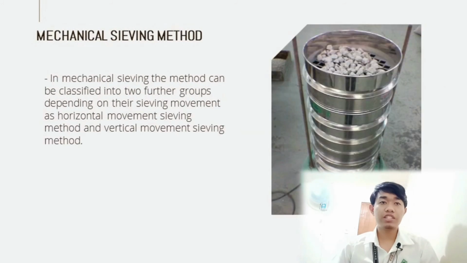Next is the mechanical sieving method. In mechanical sieving method, it can be classified into two further groups depending on their sieving movement: horizontal movement sieving method and vertical movement sieving method. Unlike the manual sieving method na ang ginagamit natin ay manpower, mechanical sieving method requires machineries na siya na mismo yung gagawa ng vibrations o ng shaking na magkokos sa particles na bumaba from one mesh to another.